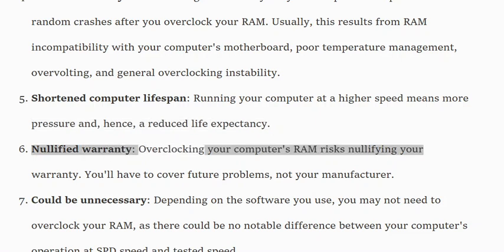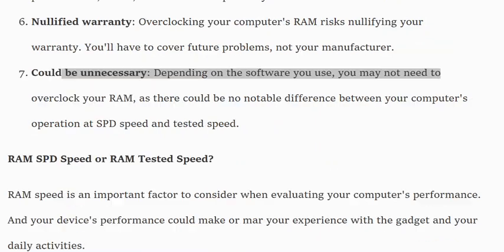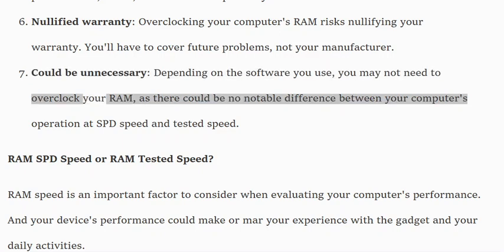Nullified warranty. Overclocking your computer's RAM risks nullifying your warranty. You'll have to cover future problems, not your manufacturer. Could be unnecessary. Depending on the software you use, you may not need to overclock your RAM, as there could be no notable difference between your computer's operation at SPD speed and tested speed.